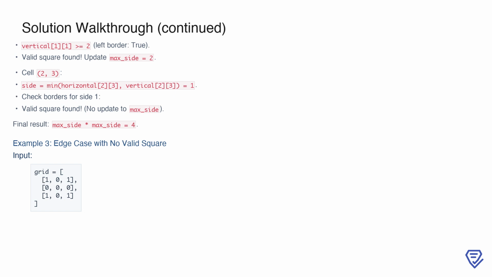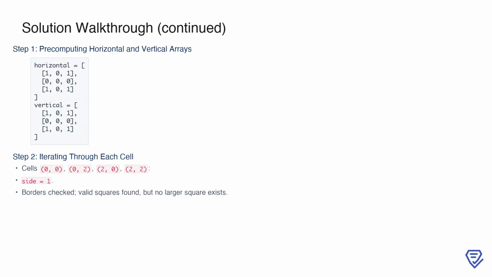Finally, we turn to an edge case where the grid does not contain any larger valid square beyond single-cell squares. In this edge case, we start again by pre-computing the horizontal and vertical arrays. Here, the arrays are quite sparse, with most values being 0 due to the lack of consecutive ones. For instance, the horizontal array for the first row is 1, 0, 1, and the vertical array is the same, given the isolated ones in the grid.